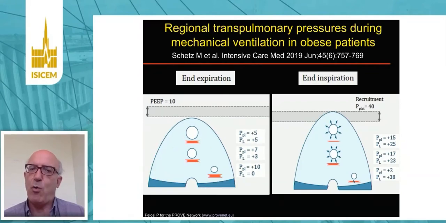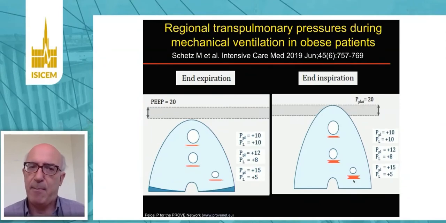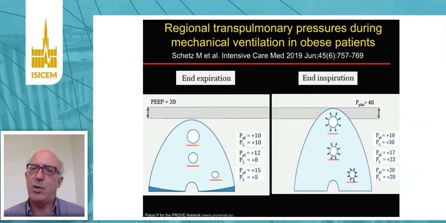When we apply PEEP, we have a more homogeneous distribution of transpulmonary pressure from ventral to dorsal lung regions, as well as at end inspiration. When we increase PEEP too much, up to 20 centimeters of water, as you can see here, we have a squeezing of the capillaries with an increase in transpulmonary pressure from the non-dependent to the dependent lung region, and even more at end inspiration.